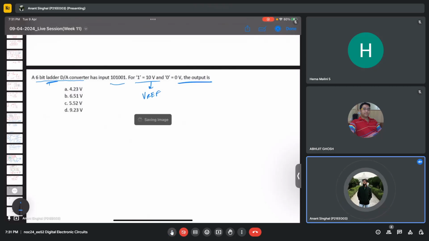So just to clarify, this is not a ladder network. There is a typo in the question. This is a weighted resistor type DAC. So don't use the ladder formula.